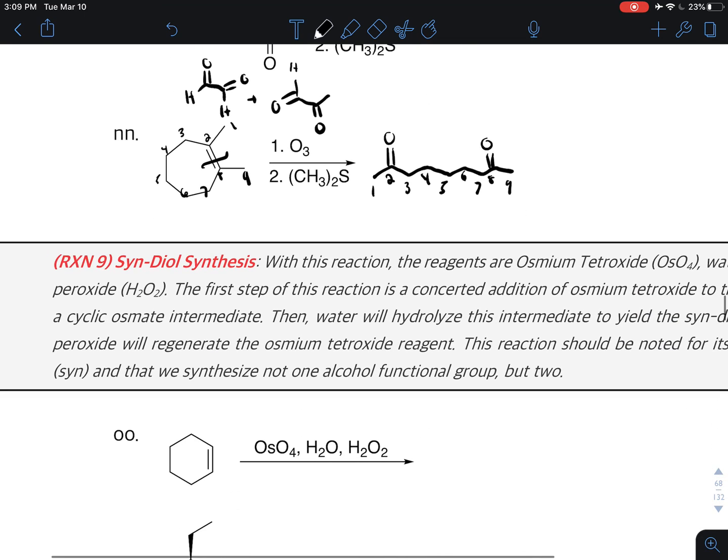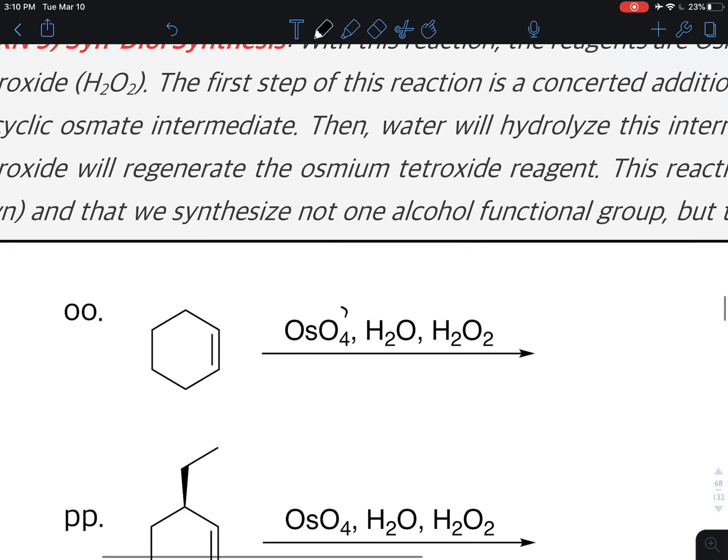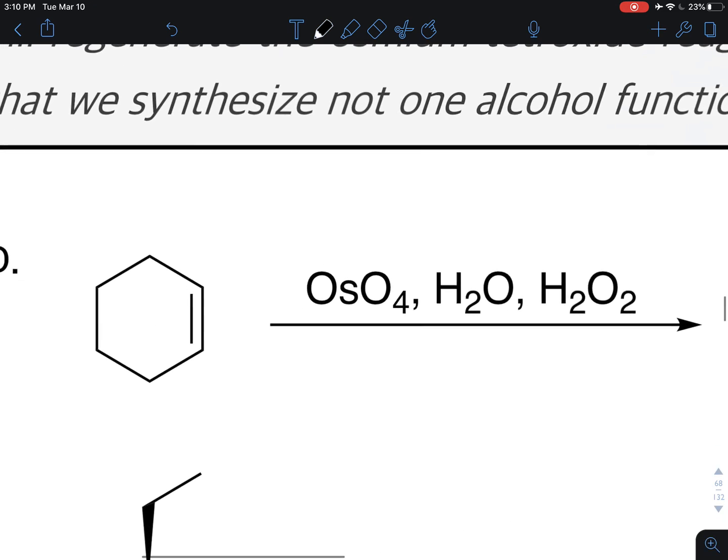I like that one. Okay, reaction 9, syn-diol synthesis. Again, we don't know the full mechanism for this, but with this reaction, we use osmium tetroxide. Okay, so that's osmium tetroxide. We have water. Okay, so that's going to be our hydrolyzing agent. And then we're going to use peroxide to actually regenerate our catalyst. We actually don't know the mechanism beyond the concerted mechanism in the beginning. Okay, so let me show you what that kind of looks like.